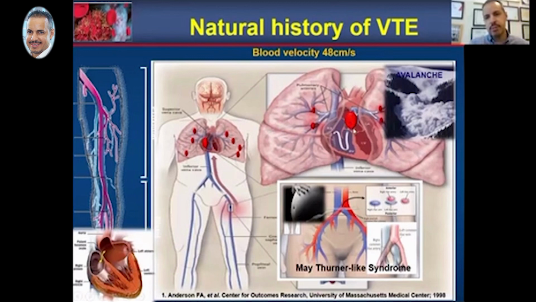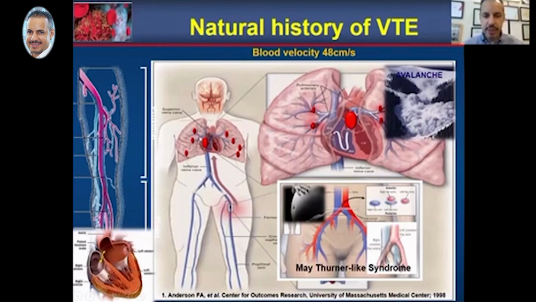So about 10% of symptomatic PE can lead to death, and usually within 1 hour. This is what we call massive pulmonary embolism, and we need to intervene by initiation of life-saving drugs like thrombolytic therapy. So this is a very important point.